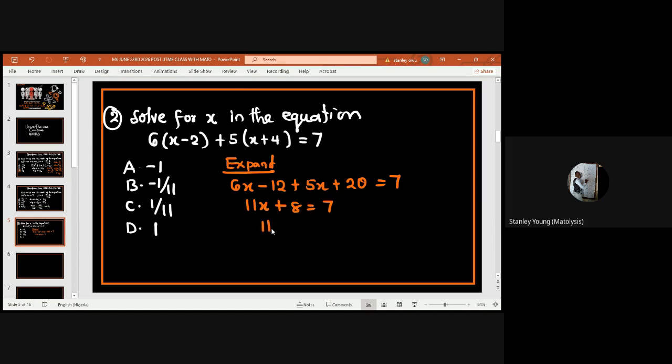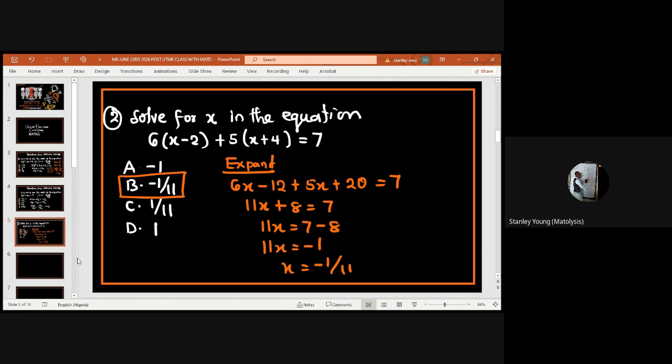Still part of collecting the like terms, you have 7 minus 8. This is like subtracting 8 from both sides. 11x equals -1, so x equals -1 over 11, which is correct. So that was correct. The bottom line here is expansion. That's what the question wants you to do.